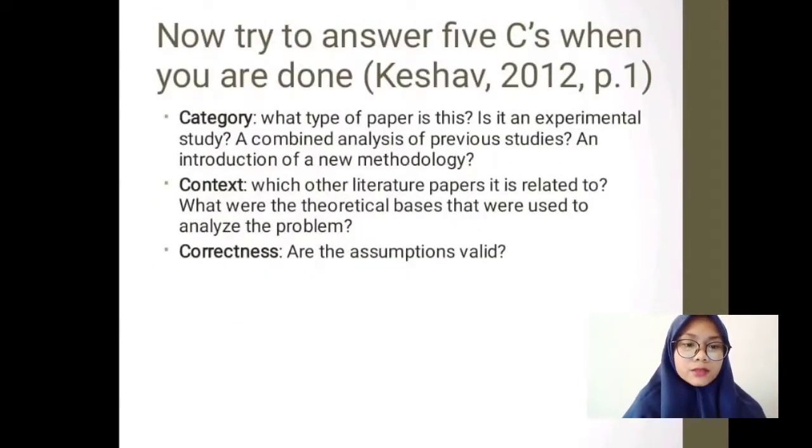Now try to answer the 5 Cs when you are done, by Keshav 2012. The first one is category. What type of paper is this? Is it an experimental study, a combined analysis of previous studies, an introduction of a new methodology? The next one is context. Which other literature is the paper related to? What were the theoretical bases that were used to analyze the problem?